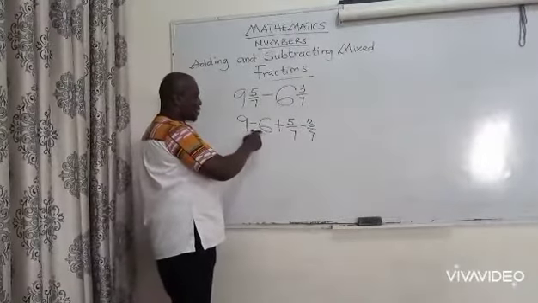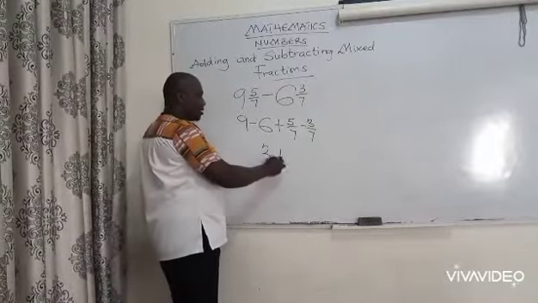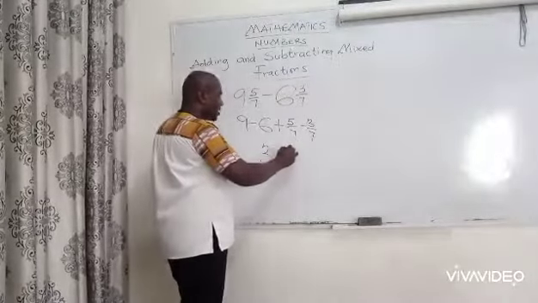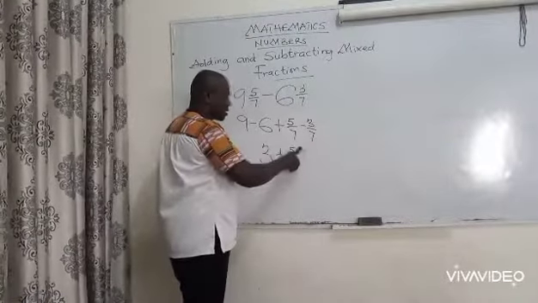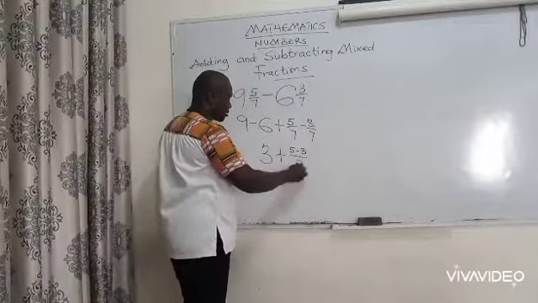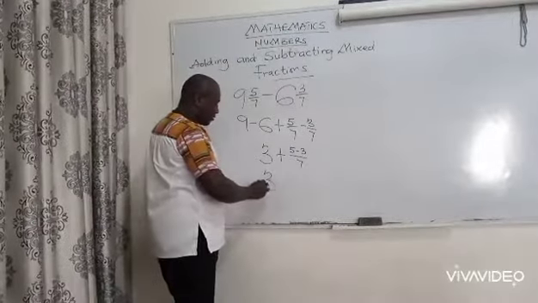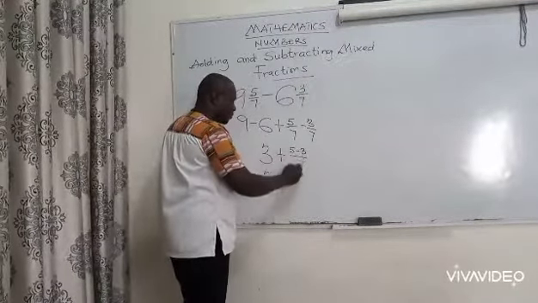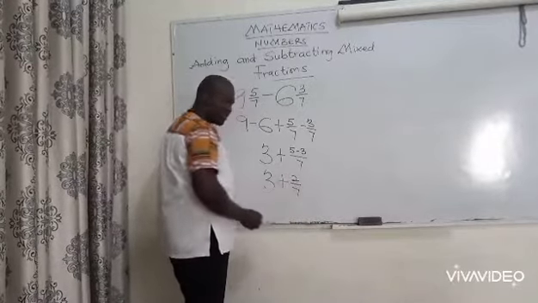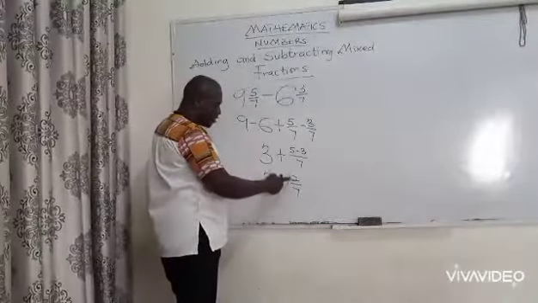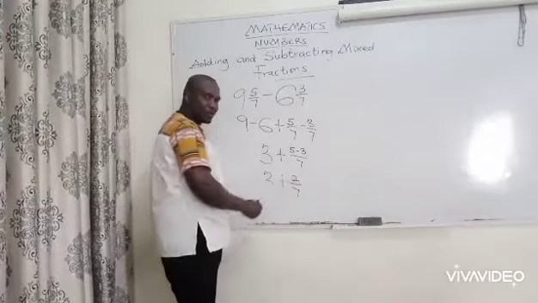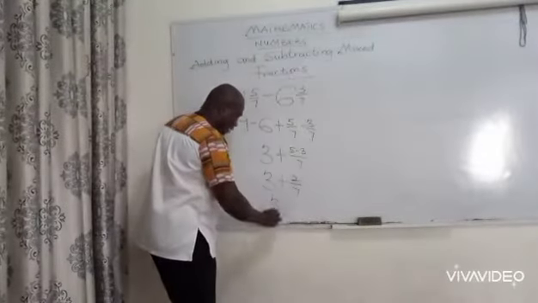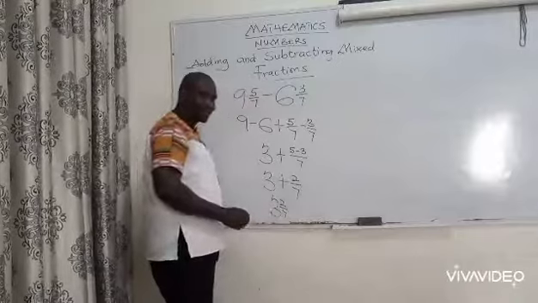9 minus 6 gives us 3. Plus, we have the same denominators, so we subtract the numerators: 5 minus 3, which gives us 2 out of 7. Is there any number that can reduce the 2 and 7? No. So we join them together. That is 3 whole number 2 out of 7.